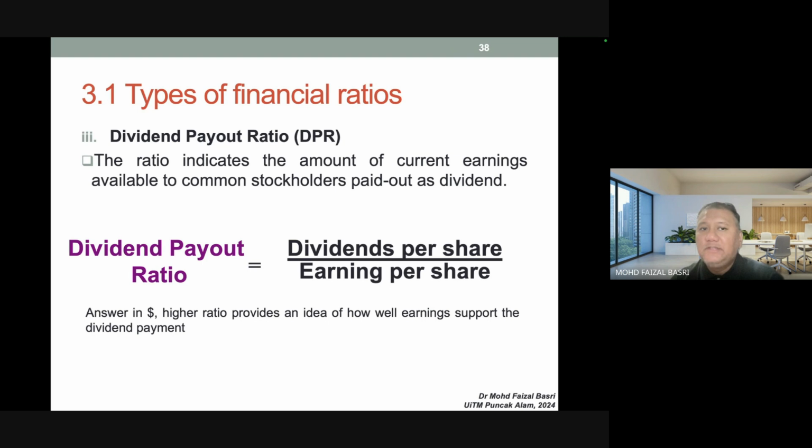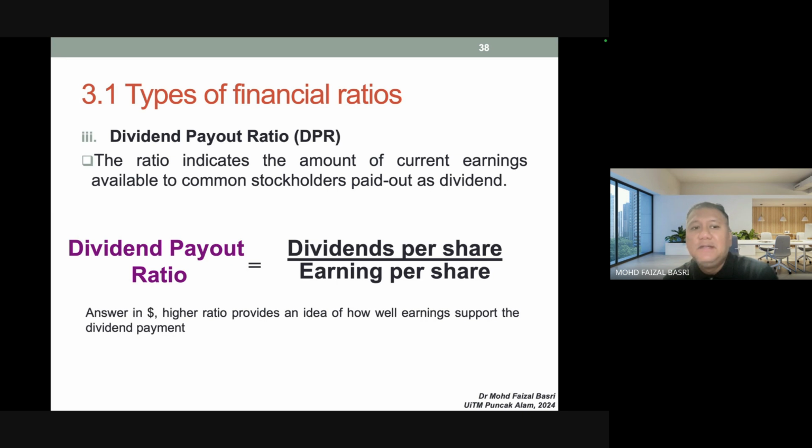So DPR is usually a ratio that investors like to know. Okay, I invest in a certain company, I want to know how much, or how high my chance is to get high returns.